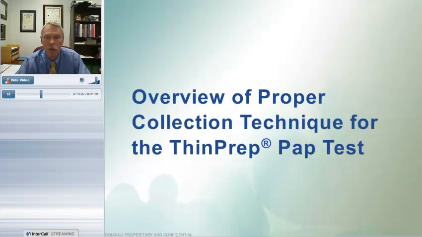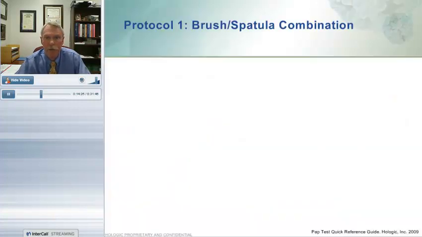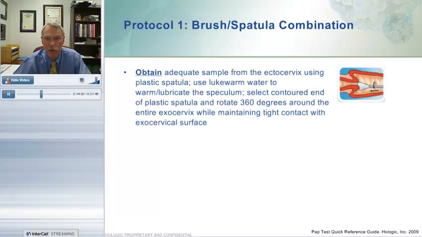Let's overview the proper collection technique for thin prep pap tests. Using the brush spatula collection device combination, it is recommended to first use the spatula and to rotate the spatula 360 degrees around the ectocervix while maintaining light contact with the exocervical surface.